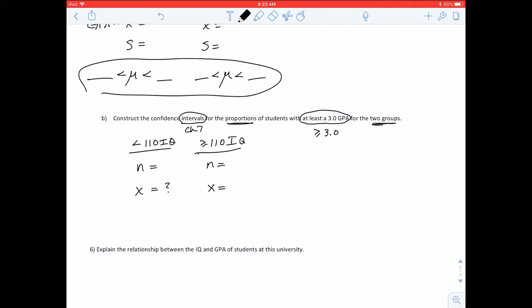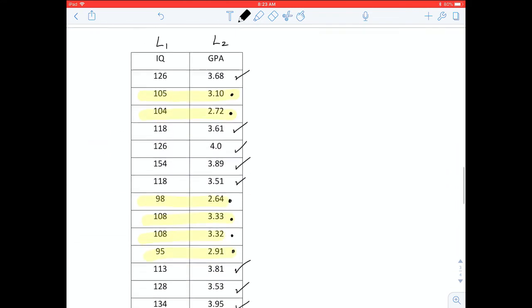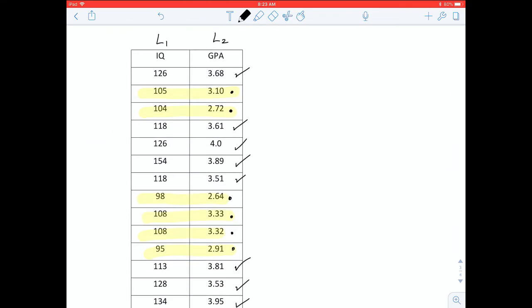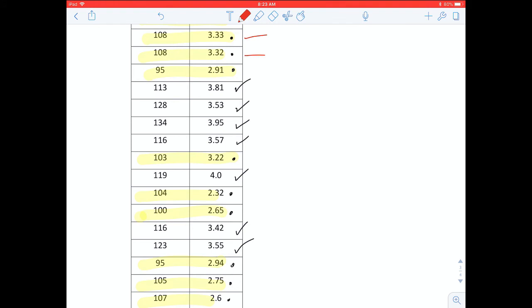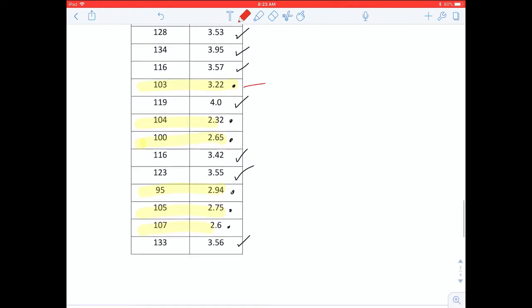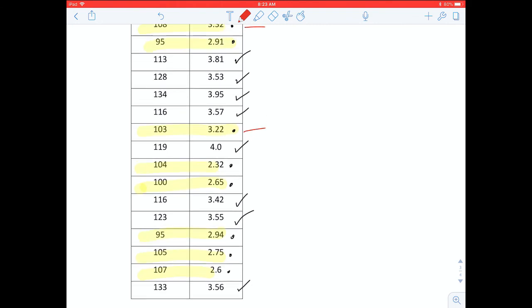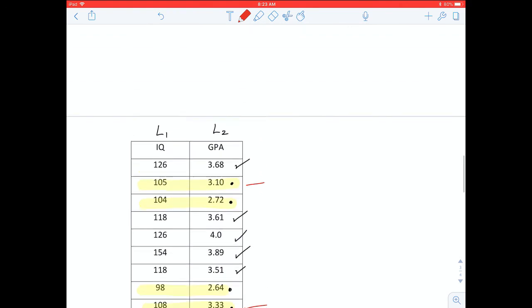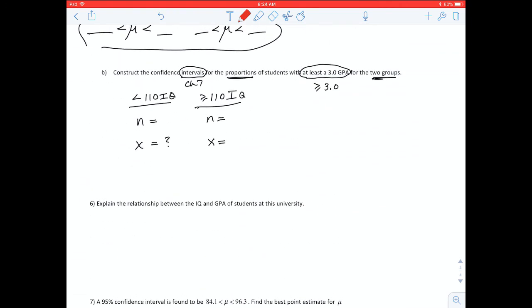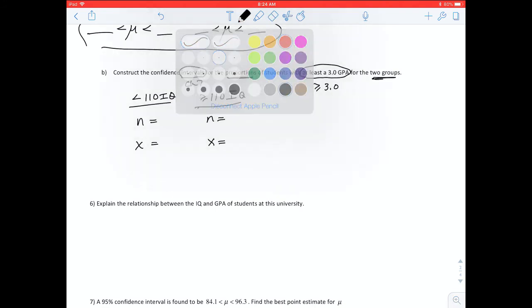So for this group right here, those are the ones that I had highlighted in yellow. Then I need to count how many have at least a 3.0. So with the yellow ones, at least a 3.0 would be this one, this one, this one. Keep in mind only looking at the yellow ones. This one. And that looks like it's it for the yellow highlighted ones. So for the red marks, that's 1, 2, 3, 4. So then you'd go back over here and say this question mark is equal to a 4.